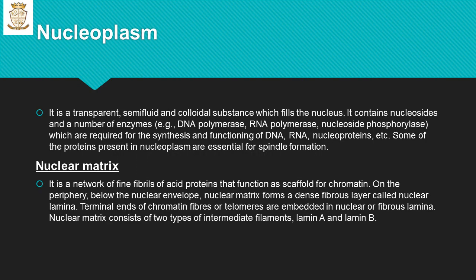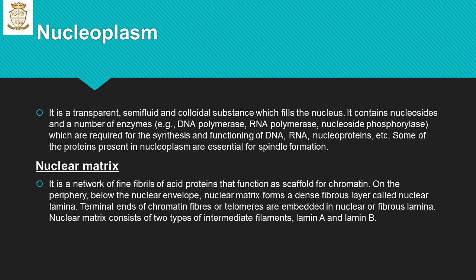Next, let's see what is nucleoplasm. It's a transparent semi-fluid colloidal substance filled in the nucleus, containing nucleosides and enzymes. It consists of certain enzymes, that is DNA polymerase, RNA polymerase, nucleoside phosphorylase. These are the enzyme machineries required for the synthesis of DNA and RNA, such as in replication, transcription, etc.